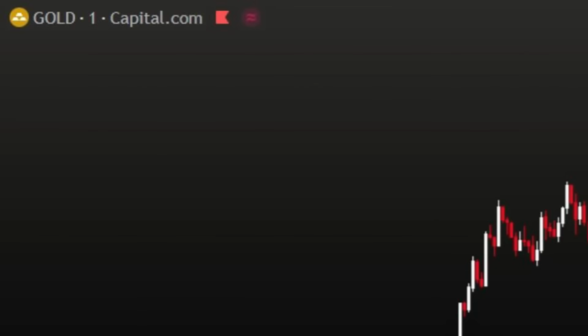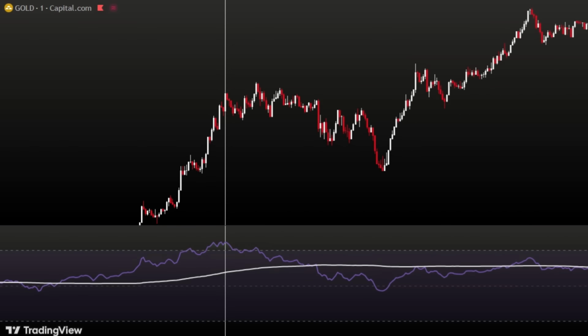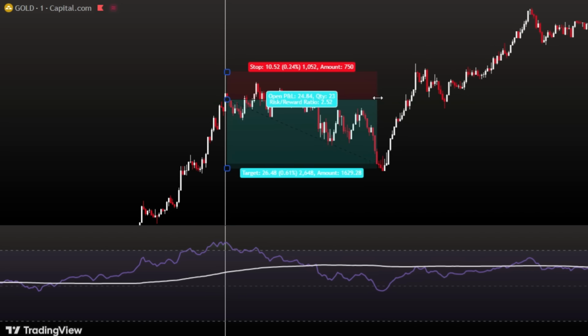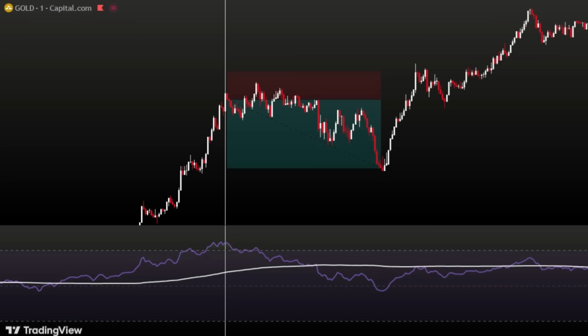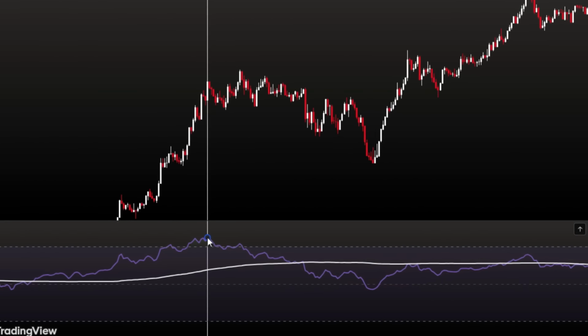We're on gold 1 minute time frame. You can see the RSI was in overbought zone, and right after that the candles started forming a downtrend. That is our first step, which is totally normal. But here is where things get really interesting.